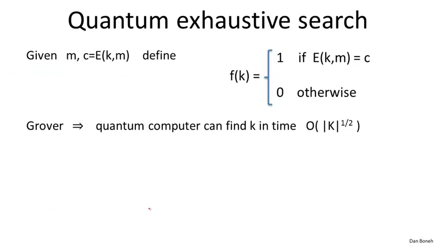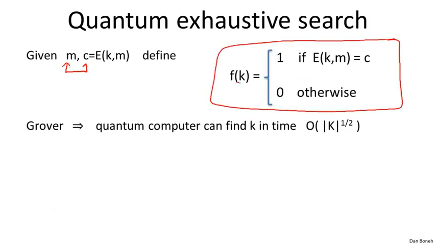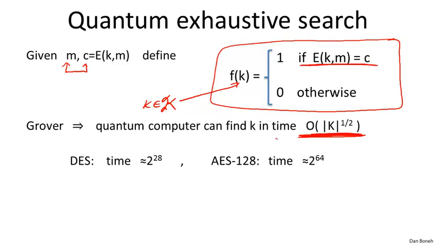All right, so what does this have to do with block ciphers? Well, suppose I give you a message and a ciphertext pair. Just one or just a few. We can define a function as follows. It's a function on K, a function on the key space. And the function will basically output 1 if it so happens that the encryption of M with K maps to C, and it will output 0 otherwise. Now we argue that this is exactly the type of function that's 1 at one point in the key space, and that's it. So by Grover's algorithm, we can actually find the secret key in time square root of K.